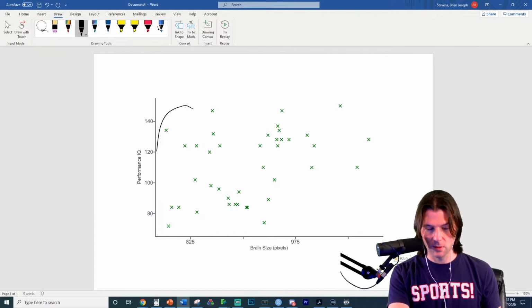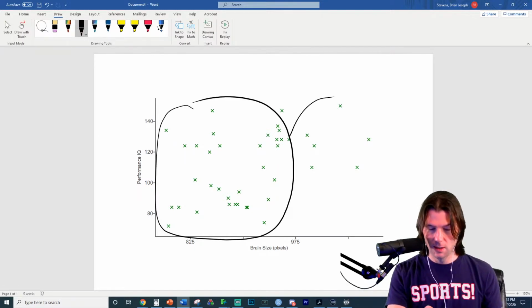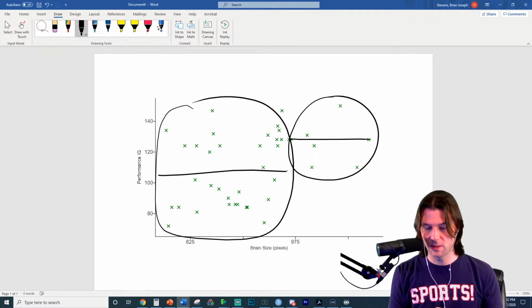If we were to look at this and look at it like this and look at it like this, one is basically flat and this one is basically flat.